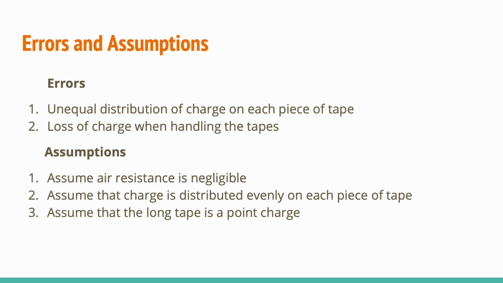The errors are unequal distribution of charge on each piece of tape and loss of charge when handling the tapes. The assumptions that I can make are: assume that air resistance is negligible, assume that charge is distributed evenly on each piece of tape, and assume that the long tape is a point charge.